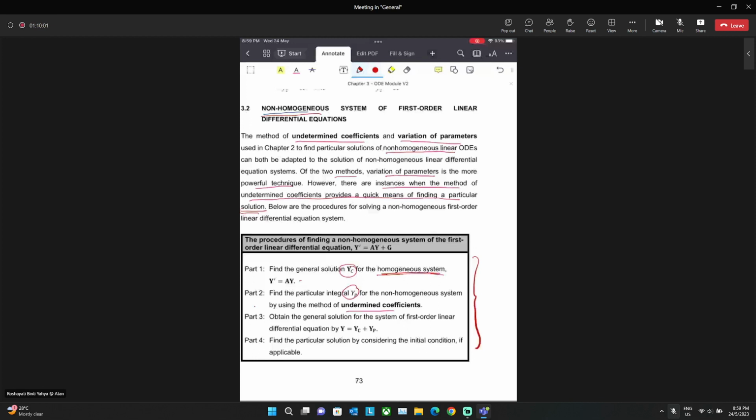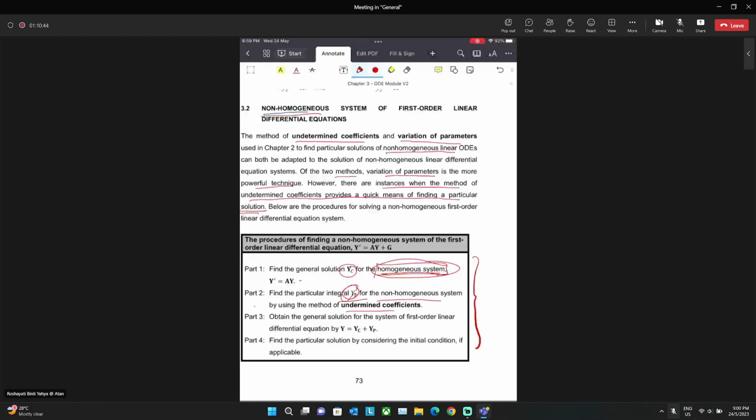Tak ingat? Check. Okay, find particular integral YP for non-homogeneous. And then you combine YP and YC that you have, and then find particular solution if applicable. So we only solve the non-homogeneous system by using undetermined coefficient. So this block shows the step for undetermined coefficient.